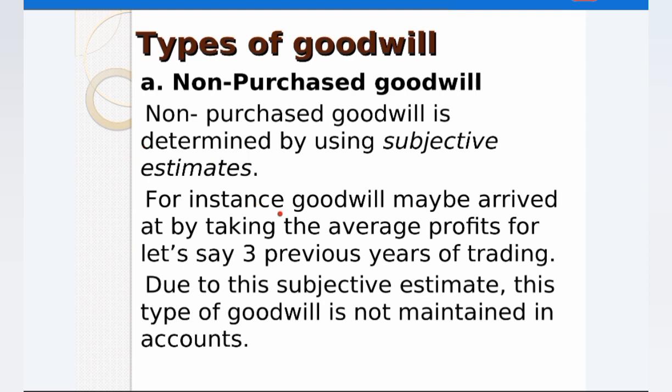In other words, we don't have a good basis for determining the value of goodwill because it was not purchased. For instance, we can arrive at goodwill by taking the average profits for, let's say, 3 years. So if you say that the profit of the previous 3 years was 50 million, 32 million, and 72 million, we total them and we average. So the average should give us the goodwill that we will create in our books. But that way, it is not what we call objective because it is subjective.